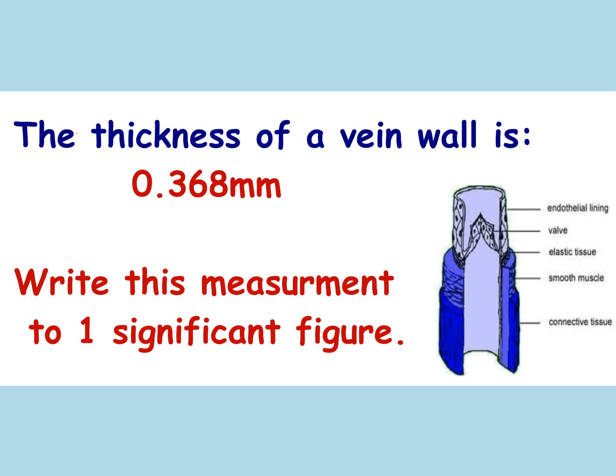So, the thickness of a vein wall is 0.368 millimetres. So you think on a ruler where you see 1 centimetre, 1 centimetre is made up of 10 millimetres. And this is not even 1 millimetre. This is 0.368 of a millimetre. I want you to write this measurement to one significant figure. So you write this number in the first column, 1 in the second column for significant figure, and then can you write that number to one significant figure for me, please?